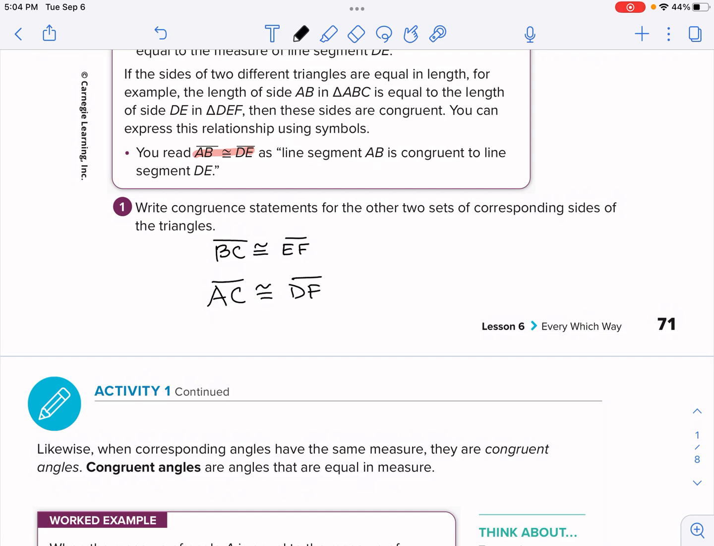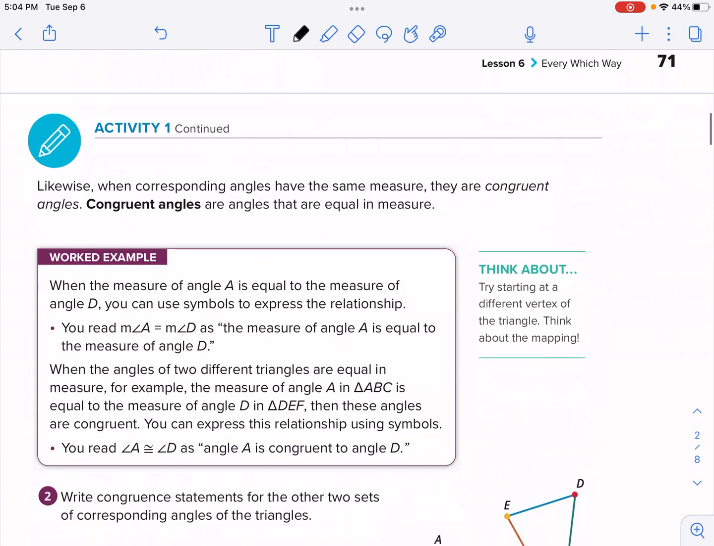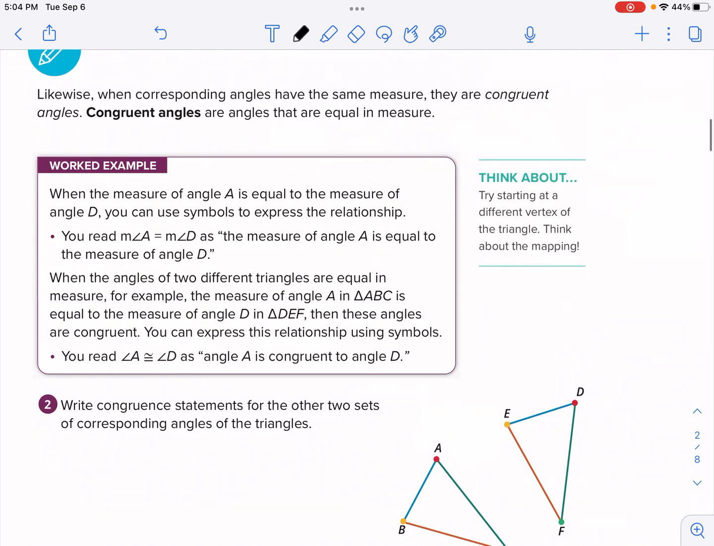Okay, let's go and flip over to the next page, which is talking about corresponding angles. So this is the sides of a figure, but also the angles, if they're congruent. If the figures are congruent, those angles are congruent as well. So we're on page 72.